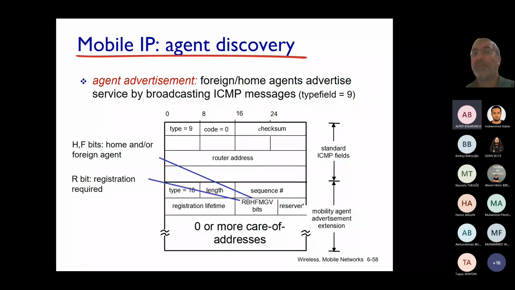So another process is called agent discovery, through the agent advertisement. So the foreign and home agents advertise service by broadcasting ICMP messages. So it's here. This is the standard ICMP fields, and these are allocated for the mobile IP agent discovery. And we have different fields such as H and F bits, home and/or foreign agent, R bit registration required, and so on. And this is the care of addresses.